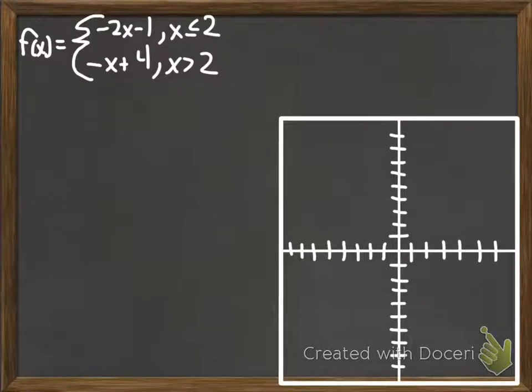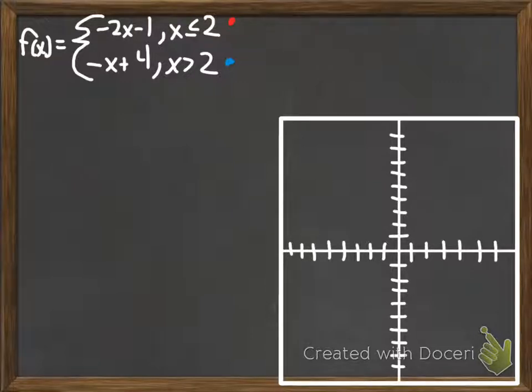So we have f of x equals negative 2x minus 1 if x is less than or equal to 2, and f of x equals negative x plus 4 if x is greater than 2. I'm going to graph both of these on the same graph. I'm going to graph them in different colors just so you can see where they are. You don't have to do this. When you do it, you can just graph it with one solid color. I'm doing this so you can get a better visual. If it helps you, go for it.